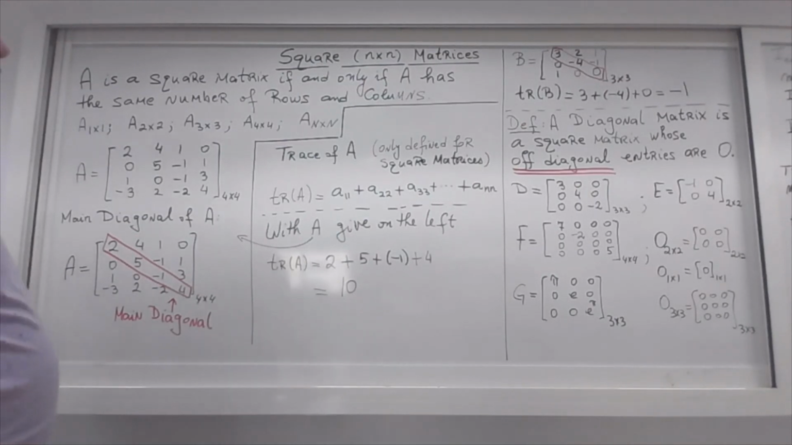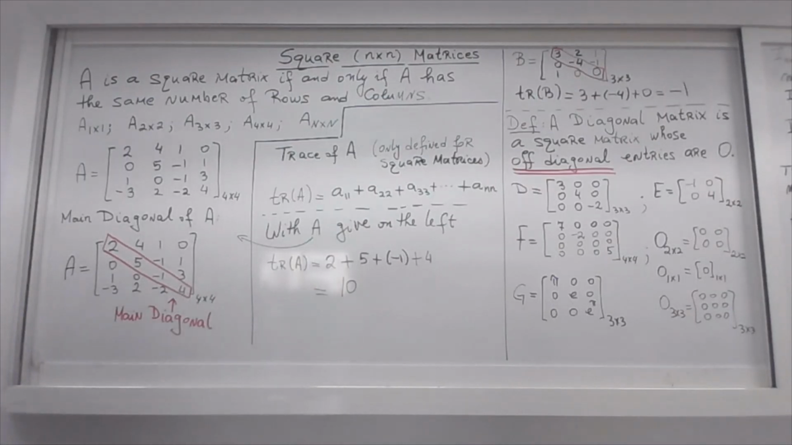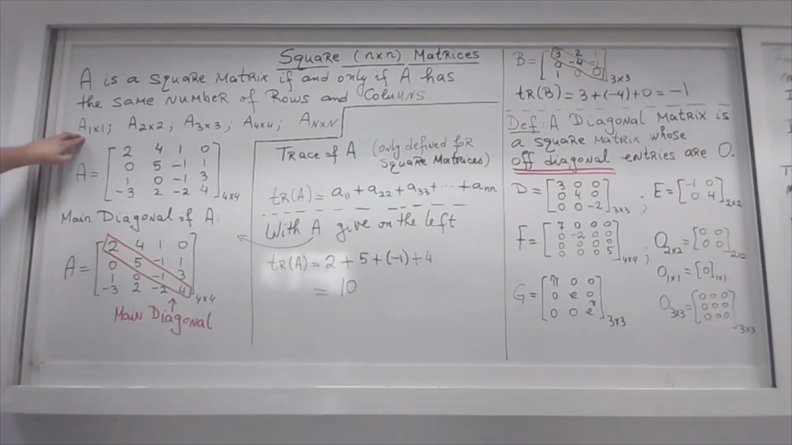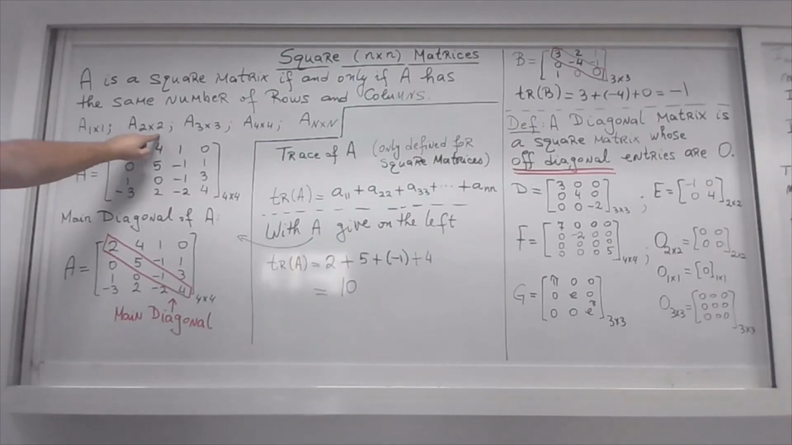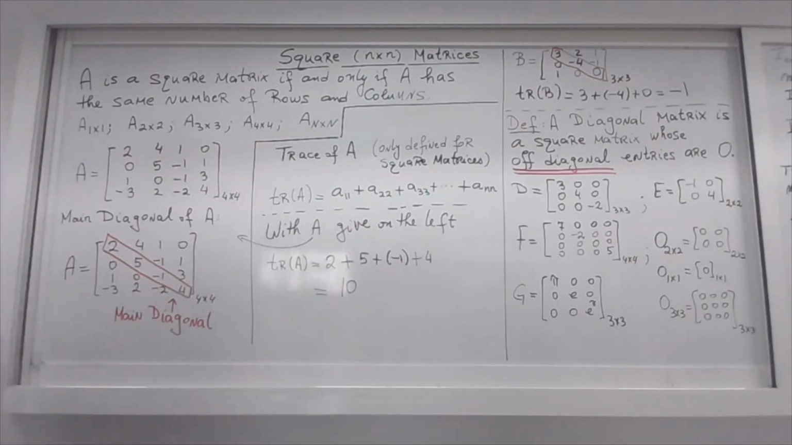We have some matrices that we like a lot. Square matrices, n by n. So what is a square matrix? A is said to be a square matrix if and only if A has the same number of rows and columns. So that means, for instance, matrix 1 by 1 has the same number of rows and columns, matrix 2 by 2 has the same number of rows and columns, matrix 3 by 3, 4 by 4, and in general n by n. So matrices like 7 by 7, those are square matrices. Here is one, 4 by 4. So 4 rows, 4 columns, it is a square matrix.